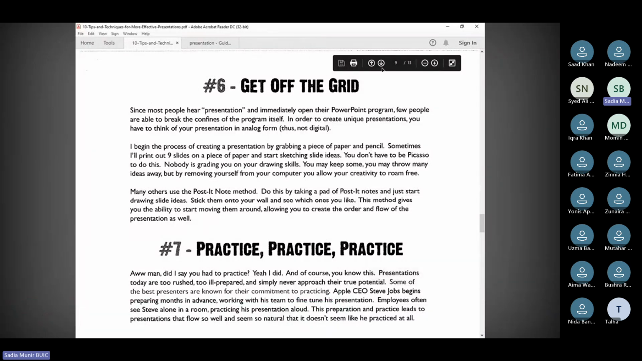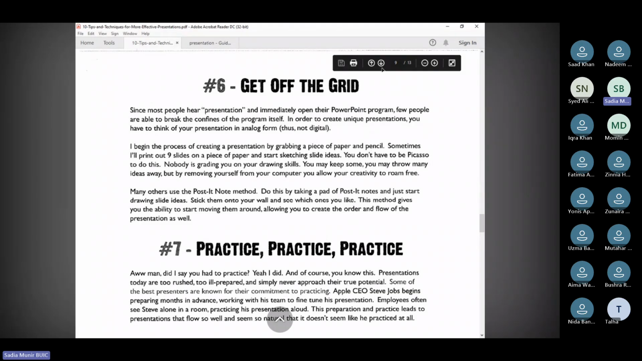Get off the grid, which means that some people hear presentation and they immediately open the PowerPoint program and confine themselves to it. And therefore, it is also said somewhere that PowerPoint is the death of education, because what do the students do? They can completely rely on slides. They memorize them by rote and just reproduce the same thing.